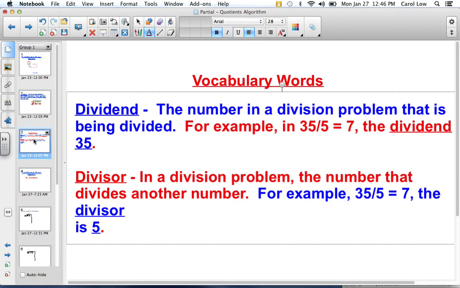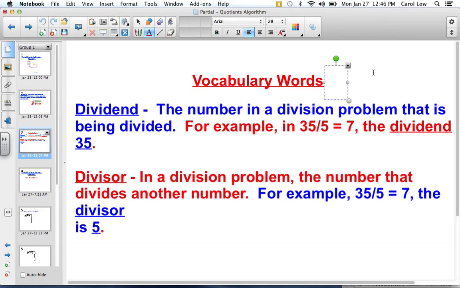Before we begin our lesson in more detail, I want you to get out your math composition notebook, and in the back of it I would like you to write down two new vocabulary words. The first one is dividend, and it's the number in a division problem that is being divided. So if we look at this, we have 35, and remember this is the division side, so 35 divided by 5 equals 7. The dividend is 35 because 35 is what we are dividing into.